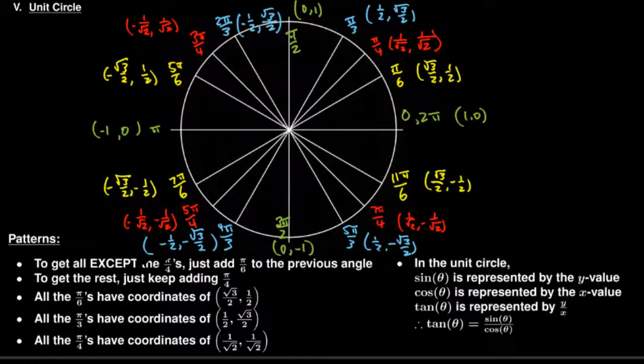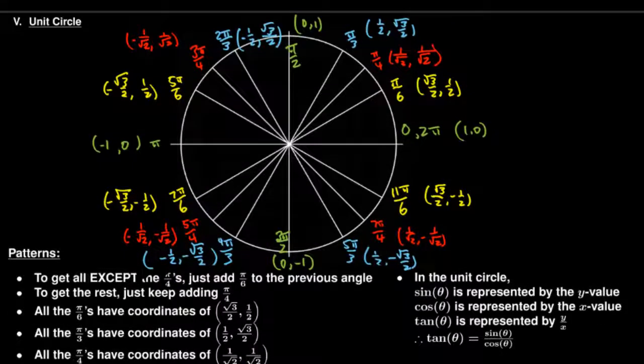Alright, so next, let's talk about the coordinates. Pi over 6s, pi over 3s, and pi over 4s. They all have the same coordinates relative to each other. Make sure you understand that. Make sure you're willing to understand that. So the pi over 6s have square root 3 over 2, comma 1/2. Pi over 3s have that switched. Pi over 4s have 1 over square root of 2 for both coordinates. The only thing that changes is positive or negative depending on, again, the quadrant. Make sure that makes sense. This will help you immensely when you are doing things with the unit circle. Pretty much anything trig, actually.